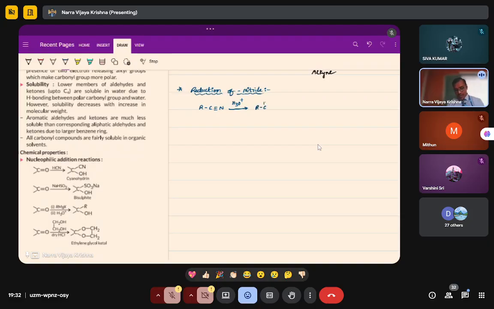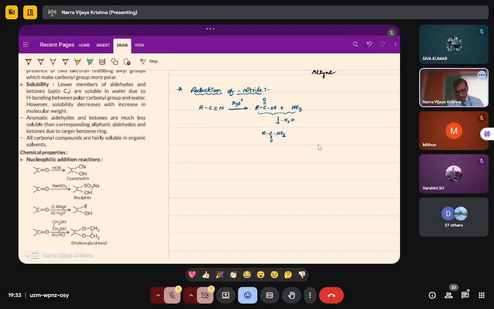So what should you get? RCOOH, acid, and the nitrogen part converts to amine. These two may also react and lose water. Then what may you get? Amide. Are you able to understand?